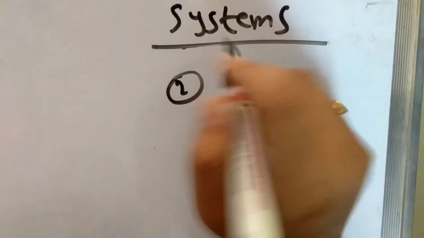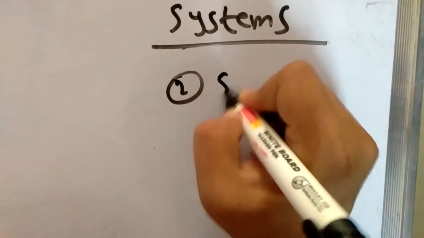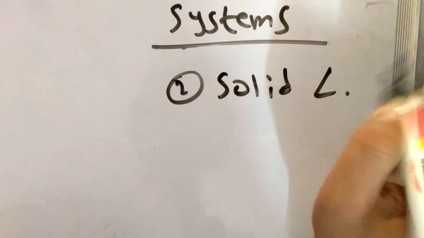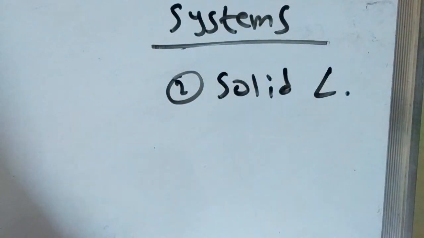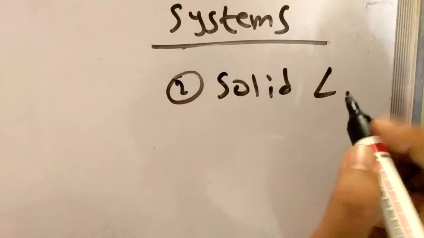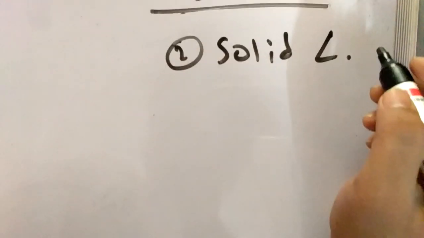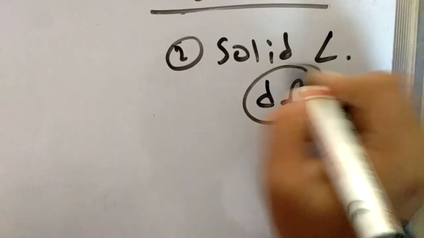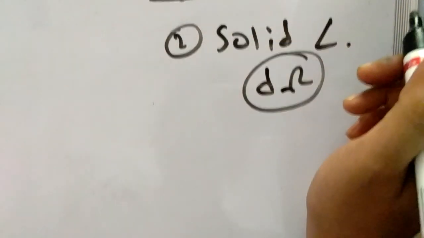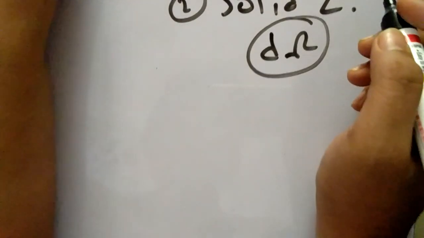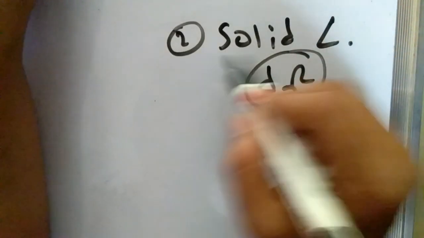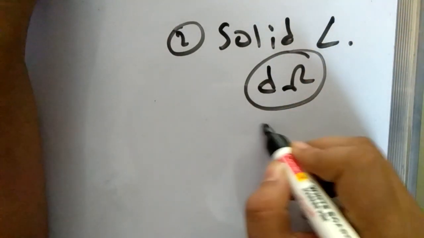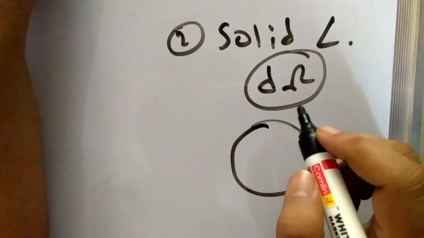So the second is solid angle. We denote solid angle like this. Now, what does solid angle mean? This is a three-dimensional figure. For example, a sphere. Sphere is three-dimensional.